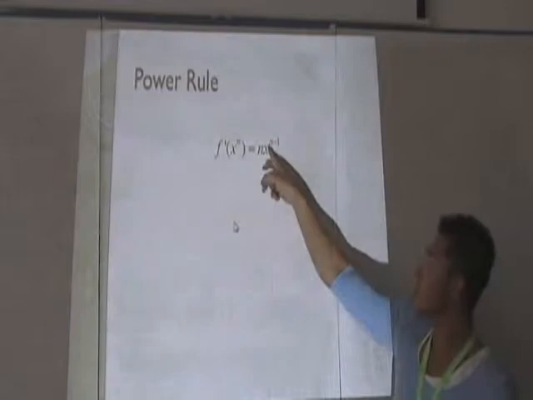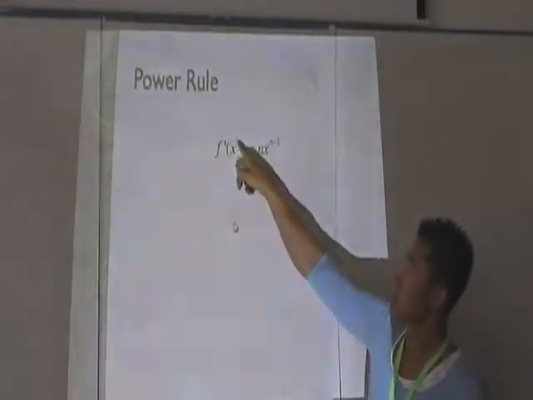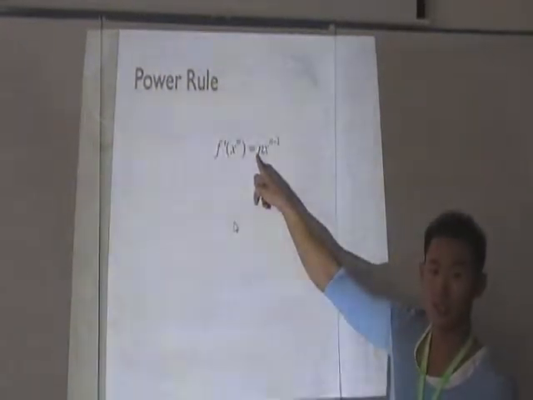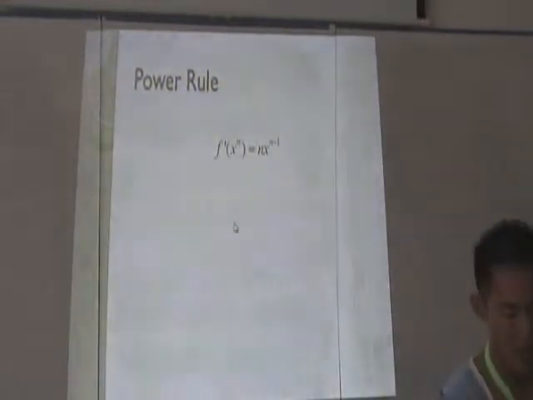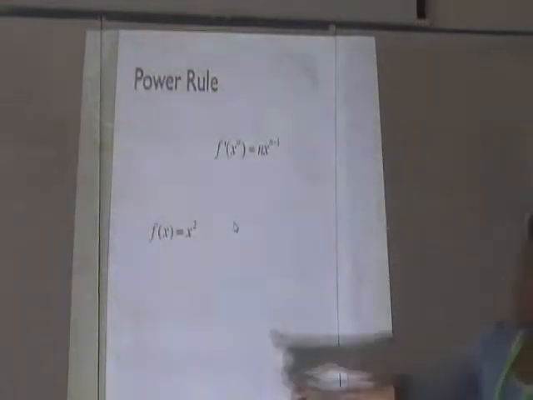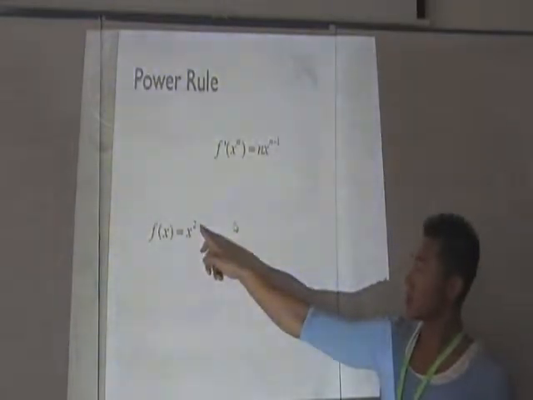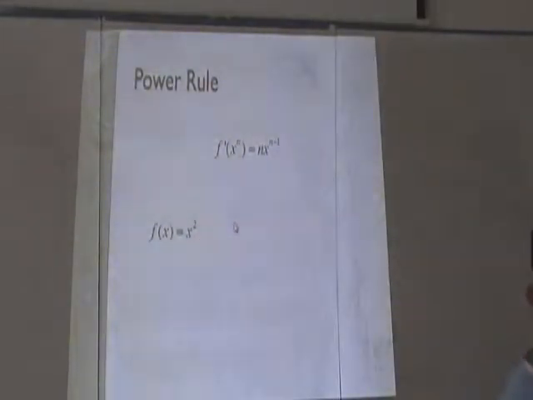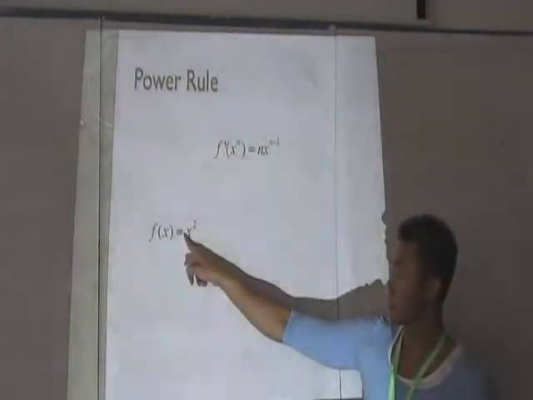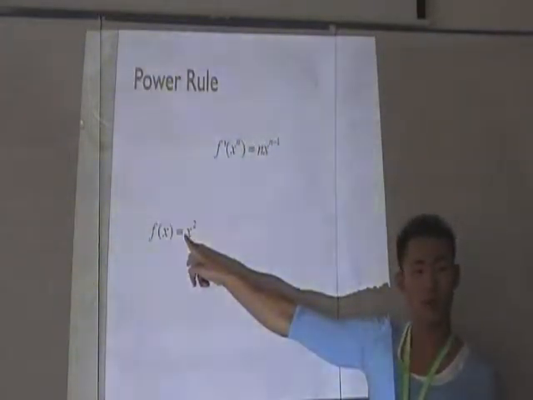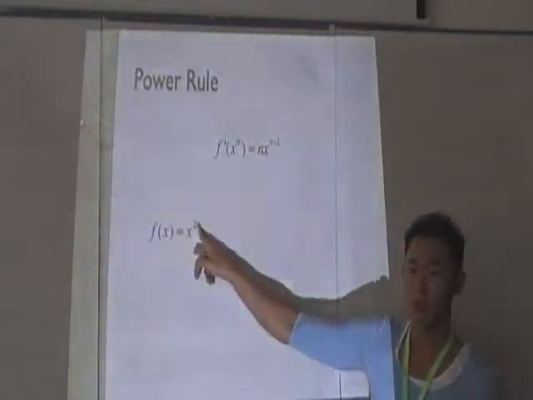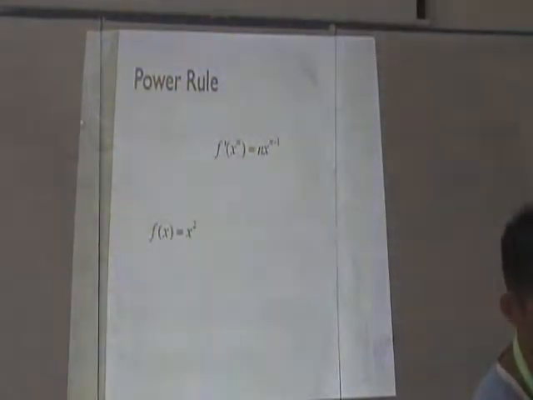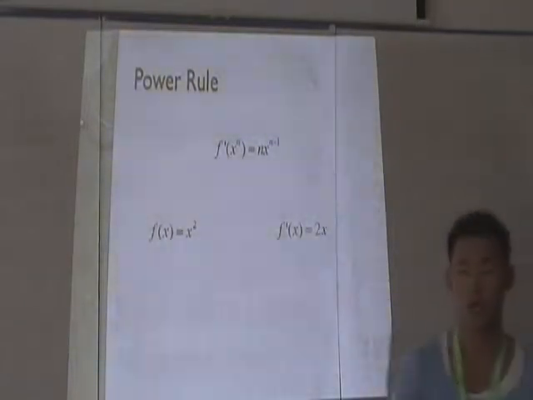You take the power, you move it down to the front, and then you subtract 1 from it. For example, let's say you have x squared. You take the 2, and you move it down in front of the function, and then you subtract 1 from it. 2 minus 1 is 1, so then the derivative of x squared is 2x.